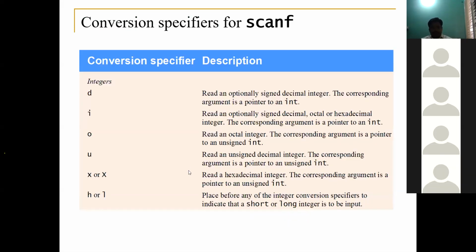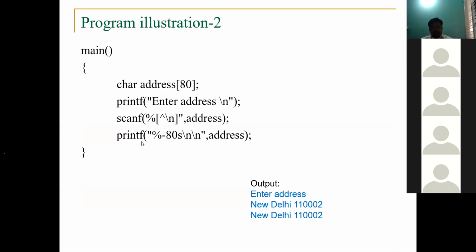So can you again explain the print statement? Yeah, printf statement. See, assume that you have only percentage s. You don't have minus 80. So if that is the case, if you just have percentage s, it will print New Delhi, no doubt in that. Now, if you have hyphen 80 here, 80 is representing the width of the string.